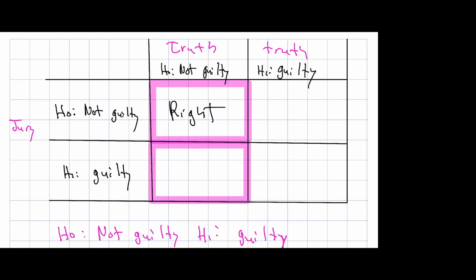All right, so for this next box, the jury said the person is guilty, but the truth is the person is not guilty. In this scenario, did they come up with the right decision or a wrong decision? Wrong? Yeah, good. Wrong. So we'll put wrong over here. Right. So let's do this next box over here.